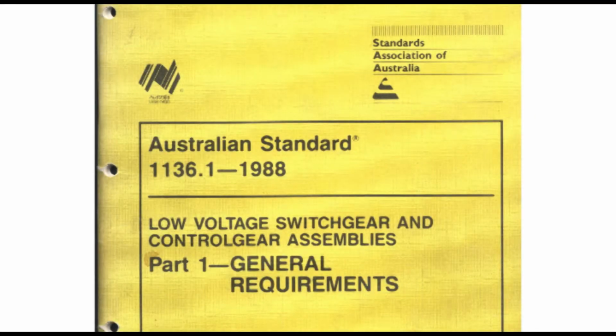Just like to talk briefly about switchboards, past, present and the future. AS3439 has had several additions. Prior to AS3439, the standard was AS1136, which I'll briefly summarise. 1136 originally came out in 1974 and had three forms of separation: Form 1, Form 2 and Form 3, being no segregation, partially segregated and fully segregated.